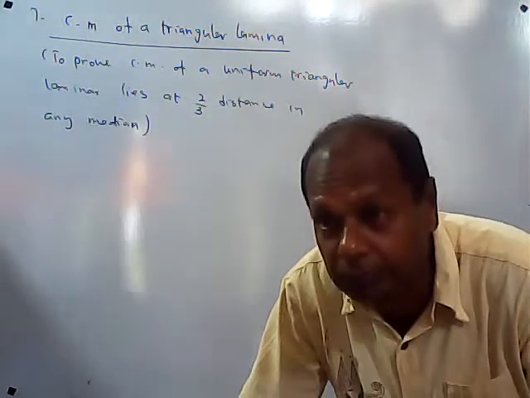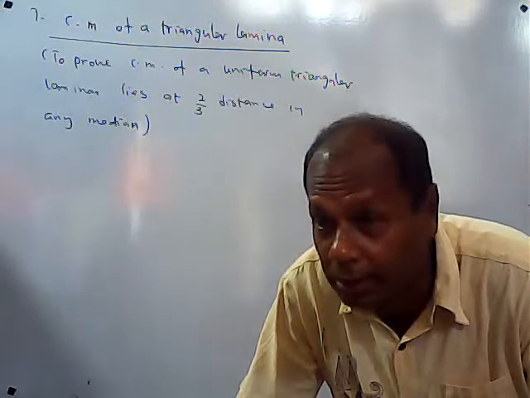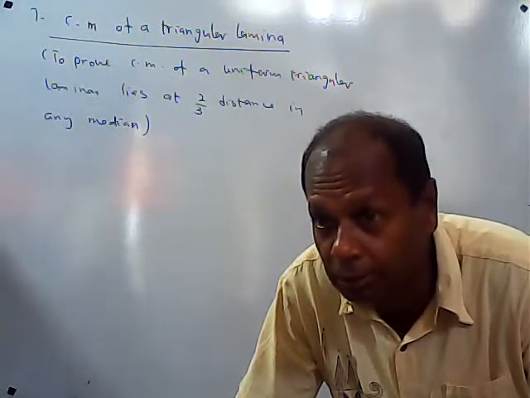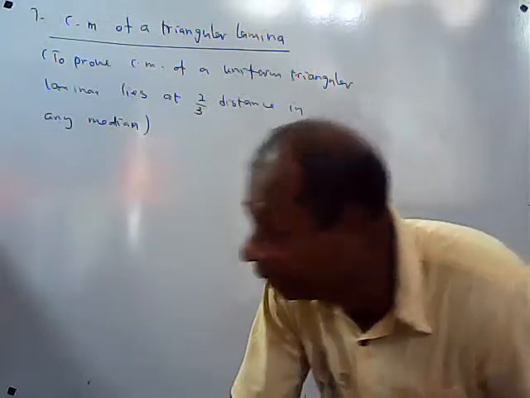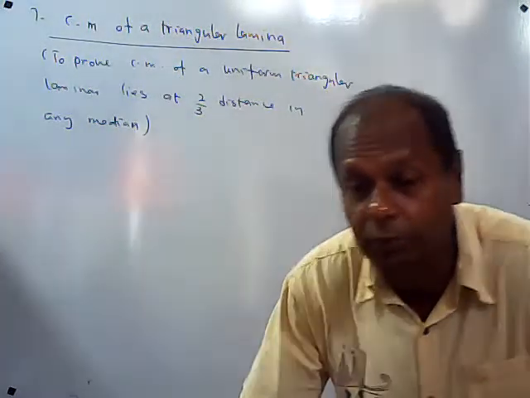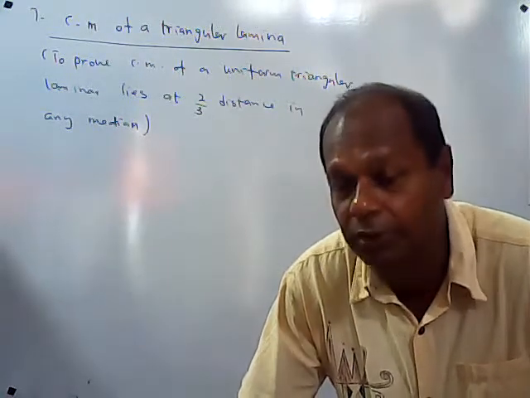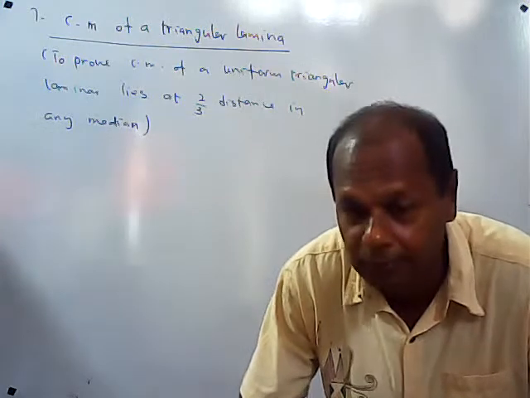So if any isosceles triangle, right, we have a triangle. So any triangle, but we take the median. Here we are not going to say y bar equals 0. On any median we find where it is, right?